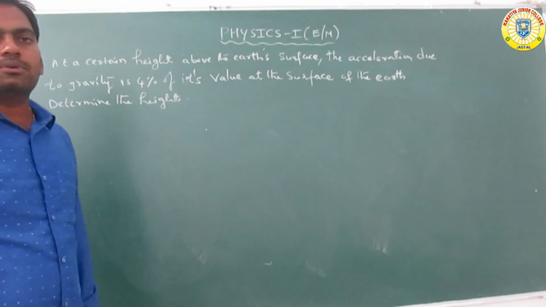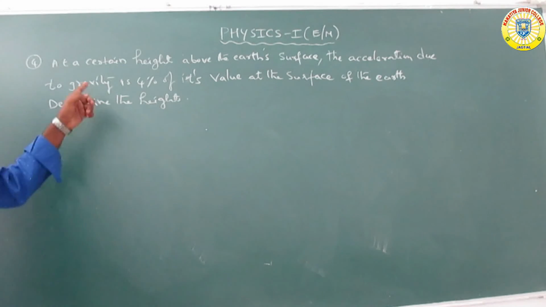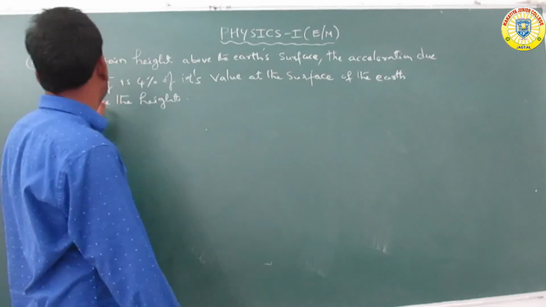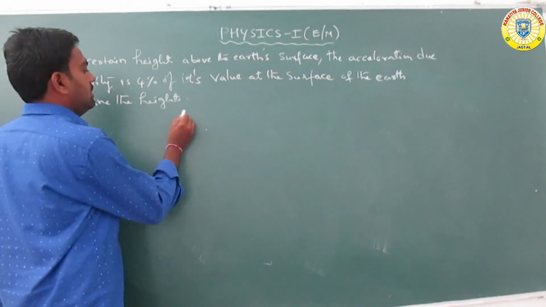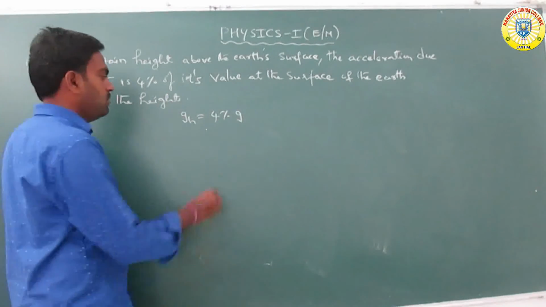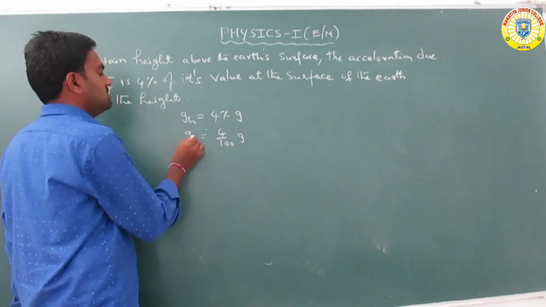Okay, so now, at a certain height above the earth's surface, the acceleration due to gravity is 4% of its value at the surface of the earth. Determine the height. So at a certain height above the surface, the acceleration due to gravity Gh is equal to 4% of G, which is 4 by 100 into G.